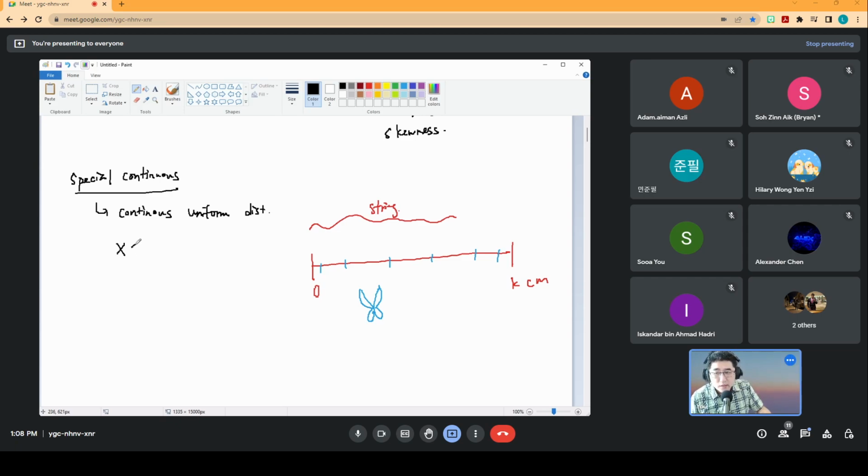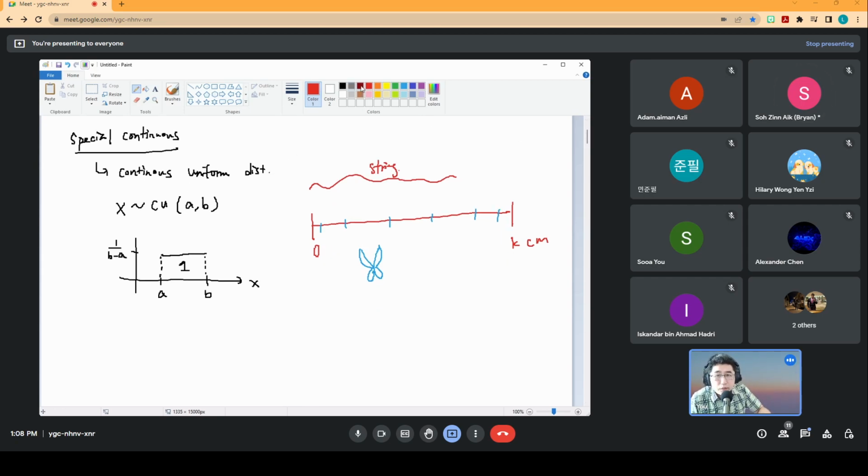So over here we say X is continuous uniform with (a, b), where this is the location of a and b. You have an equal chance to cut anywhere, with density 1 over b minus a. The total area underneath is 1. Can you understand? Yes. So therefore, since the value is 1 over b minus a, your PDF will be 1 over b minus a for a less than x less than b, and 0 otherwise. We can actually write it in this form.